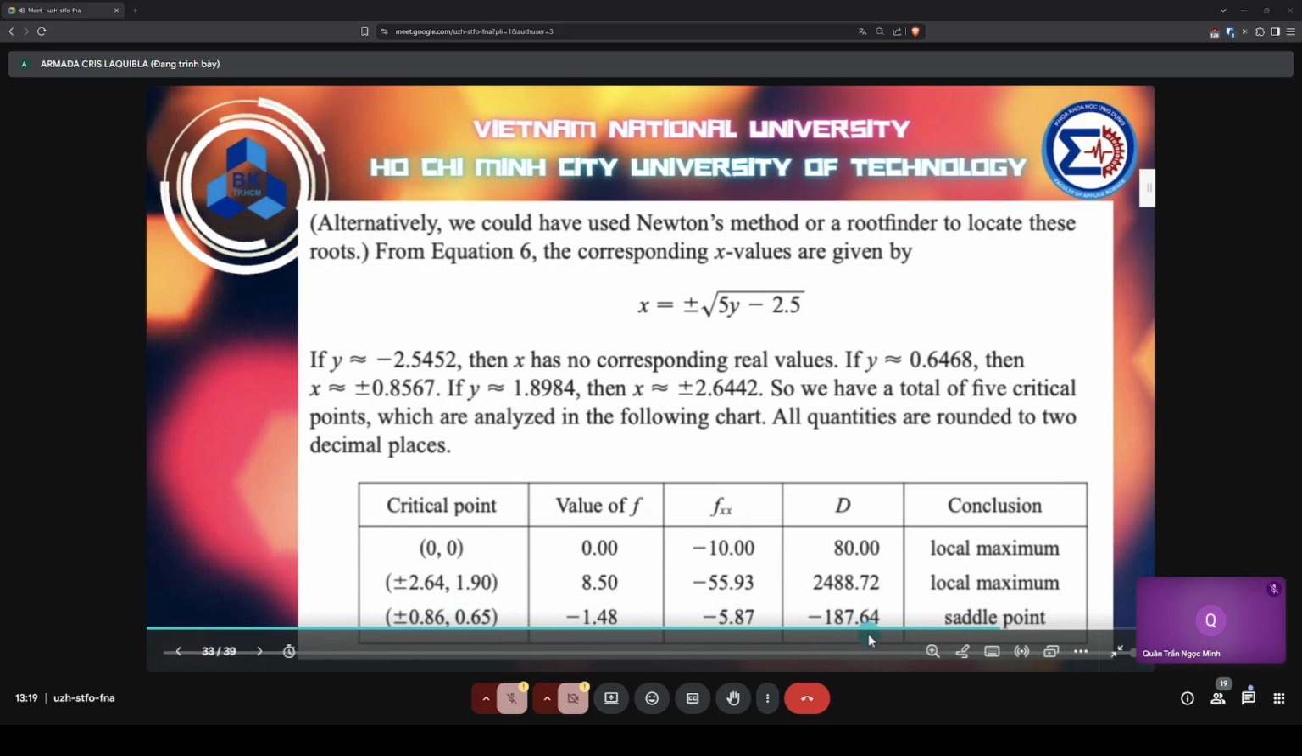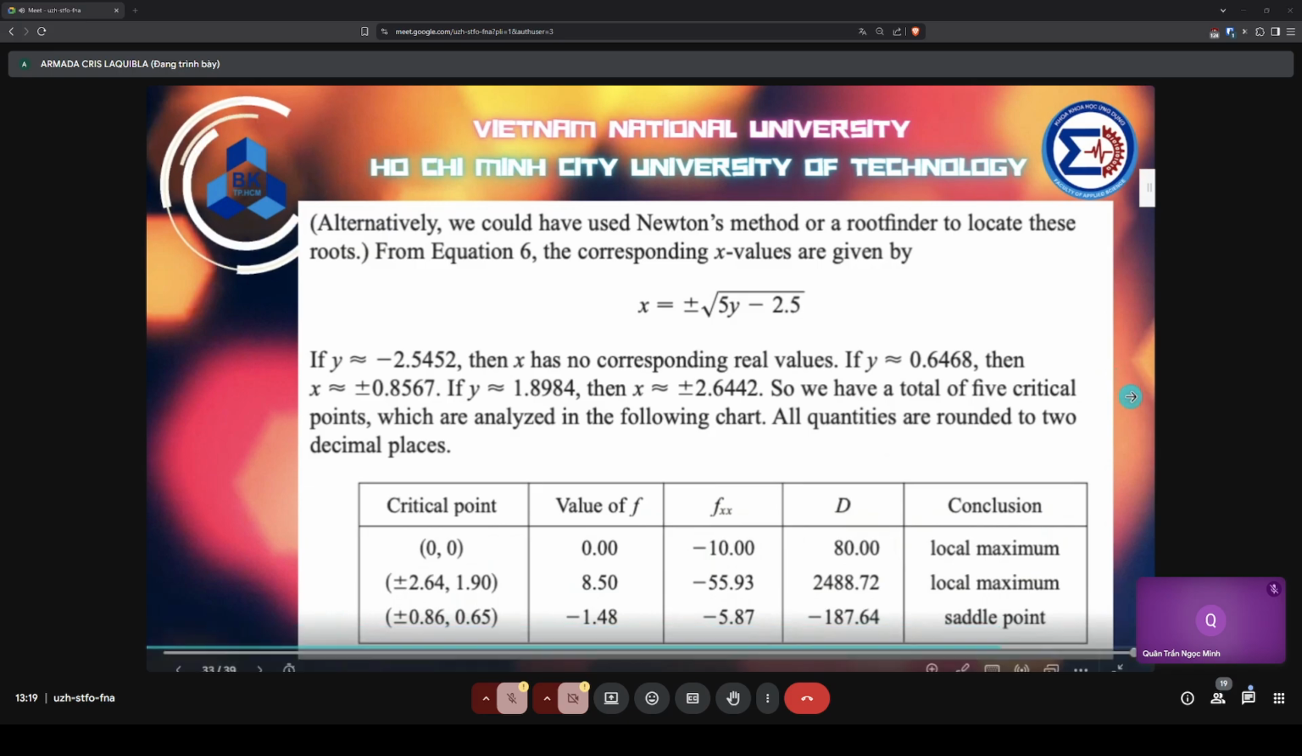Now, the following are the results, right? Now, if your D is positive and your fxx is negative, it's a local maximum. Next, D positive, another negative for your fxx, that is also a local maximum. And lastly, we have a D there, which is negative. It is a saddle point. Again, if your D is negative, automatically it is a saddle point.